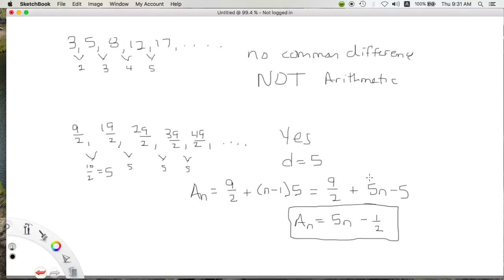So for an arithmetic sequence, you need to understand the recursive formula and the explicit formula and how to use the kth term formula also. And you need to understand how to find if it has a common difference, and therefore if it is an arithmetic sequence.